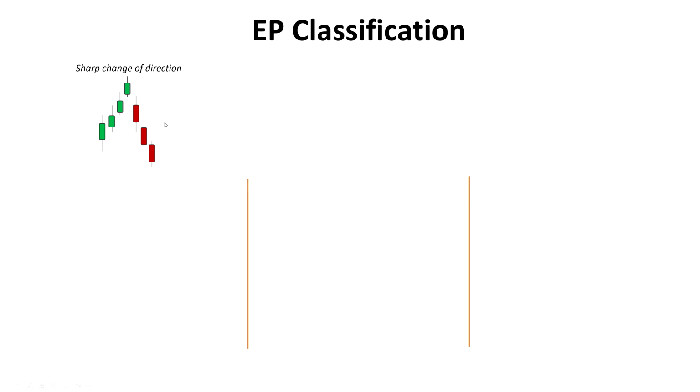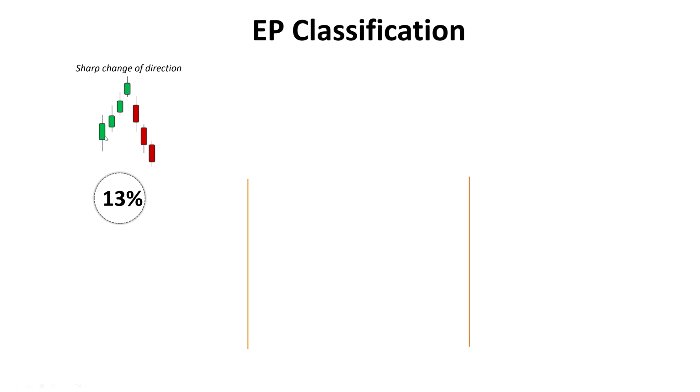There are EPs that show a sharp change of direction that looks kind of like this: a couple of days up and then almost 180 degrees, they turn around and move back. It's a very sharp move. It doesn't happen so often. 13% of the total of 1018 EPs behave like this.